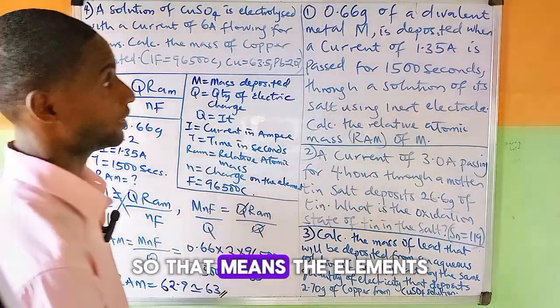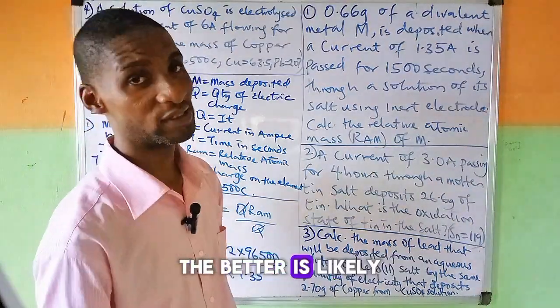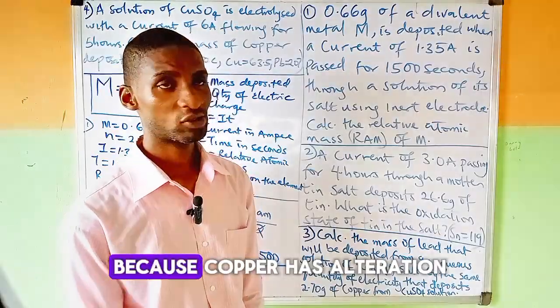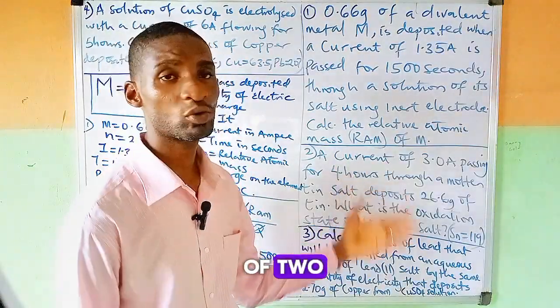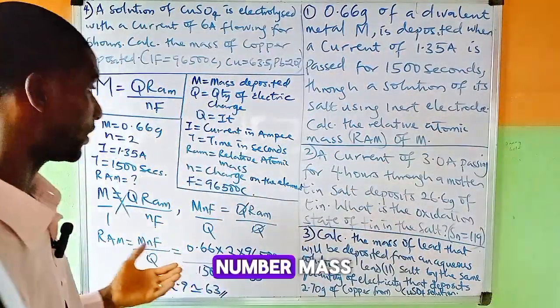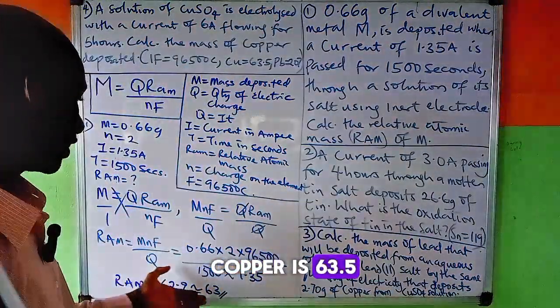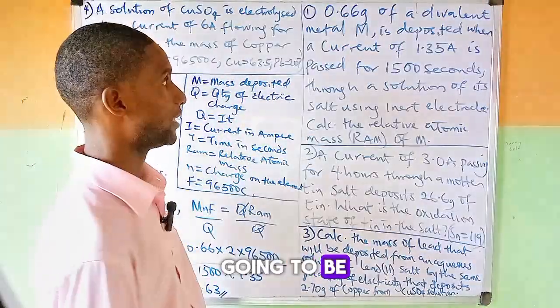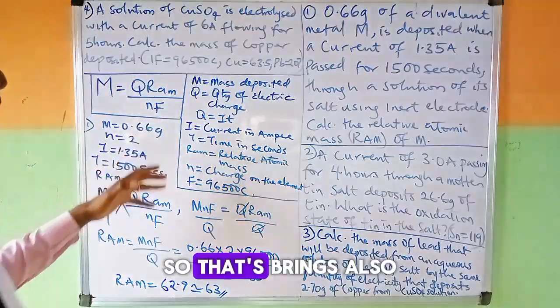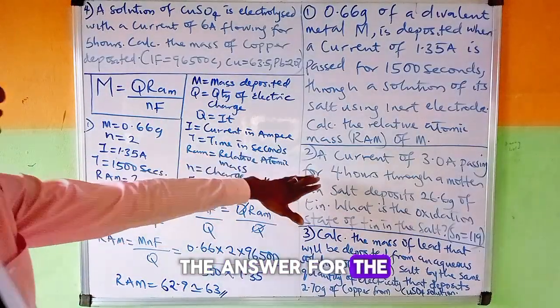So that means the metal is likely going to be copper, because copper has oxidation number of 2, and the relative atomic mass of copper is 63.5. So copper is likely going to be the answer. So that brings us to the answer for the first question.